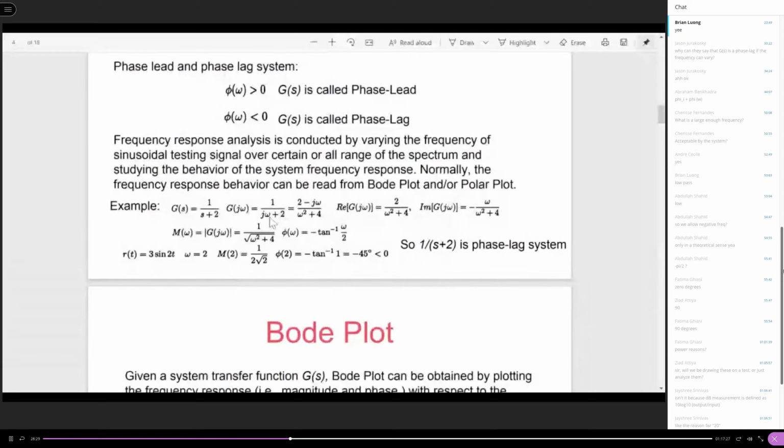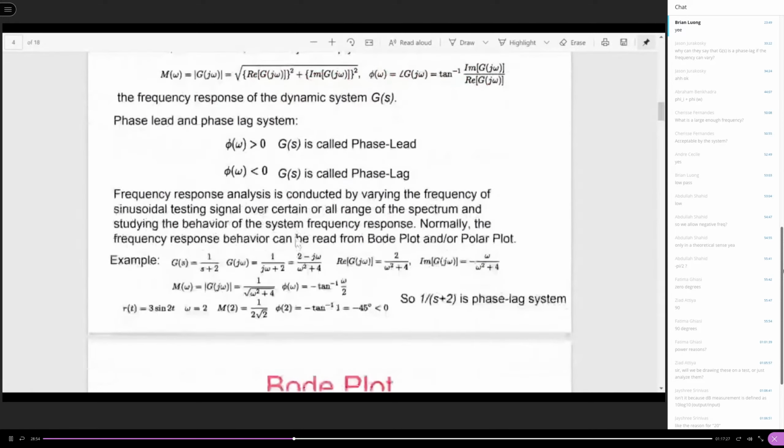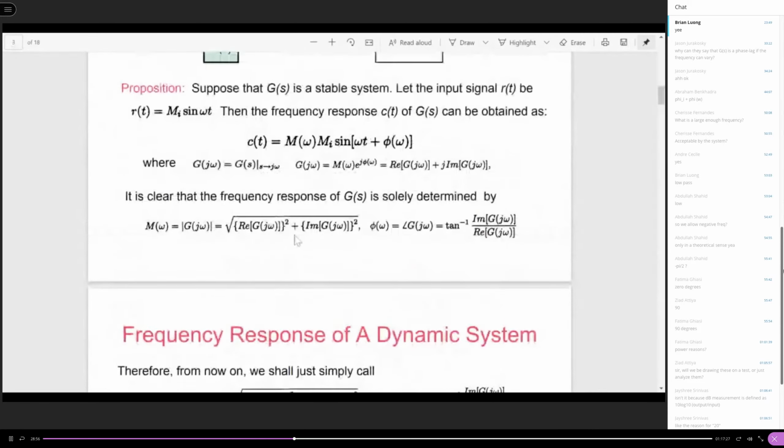And not only that, I can also get its phase. The phase phi of j omega, this is the G of s, the system's phase. So you get phi of omega is equal to the minus tangent inverse omega over 2. See, you can get the magnitude and the phase, and then you can write it in this format, right? M of omega, e to the j phi of omega.